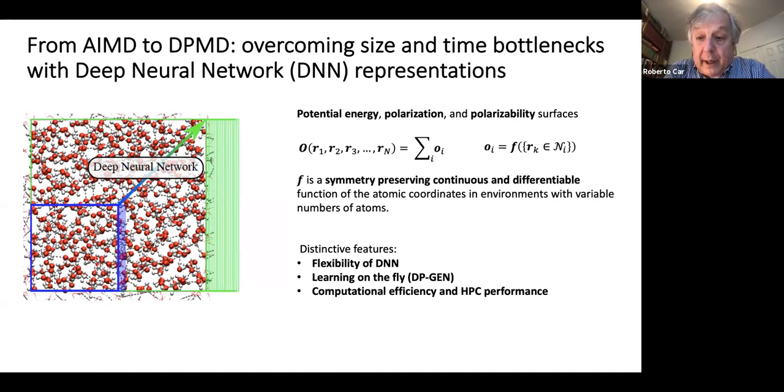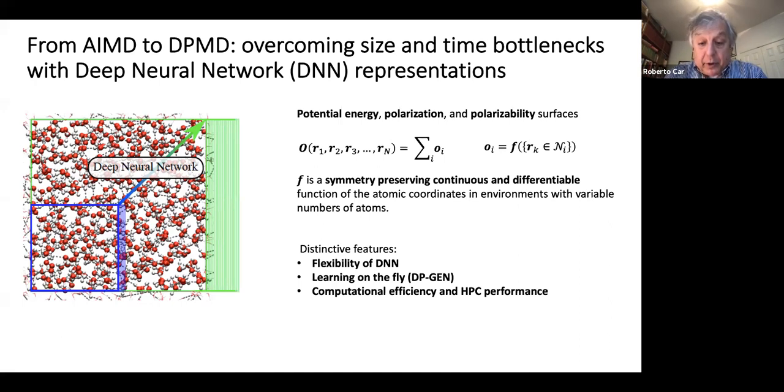Property F is represented by a symmetry-preserving, continuous and differentiable function of the atomic coordinates in the environment, in environments which contain variable numbers of atoms. There are some distinctive features in this approach. One is the flexibility of the deep neural network representation that allows us to model essentially any function, provided the function can be represented in terms of local properties.